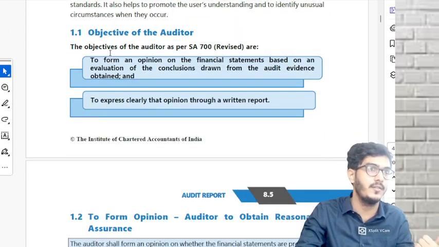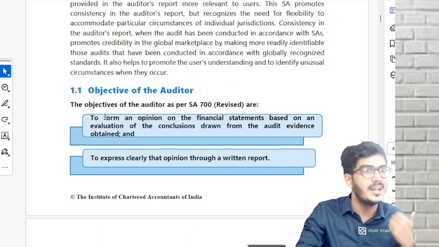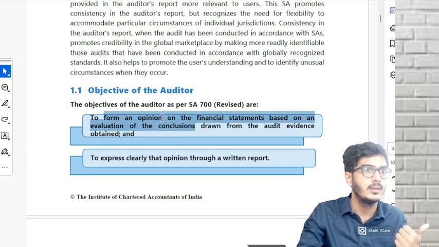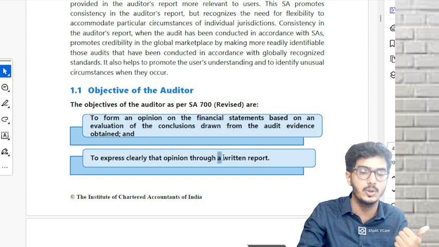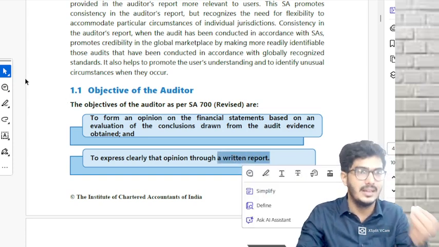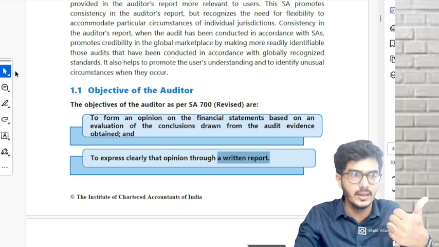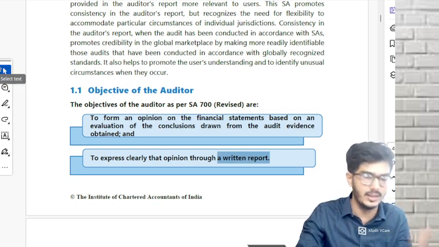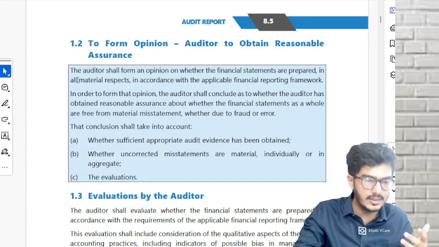What is the objective of an auditor? You are going to mark this objective. Basic objective: first, he has to form an opinion, and ultimately has to give that opinion through a report. If they ask for a 2-mark question or MCQ, write it. He has to form an opinion. He has to give that opinion through a report. Done. Take it.